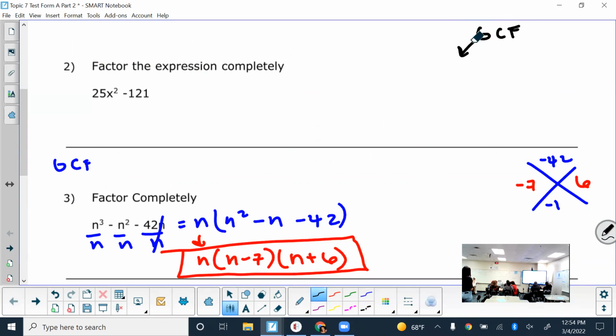So I'm just kind of envisioning the flow chart in my head, or I could write it on my salmon paper if I need to. But once you look for a GCF and factor it out, then you count the number of terms, and that'll tell you what method you use to keep factoring. So how many terms do I have here? 2. And what's the only method we learn for when it's 2 terms?